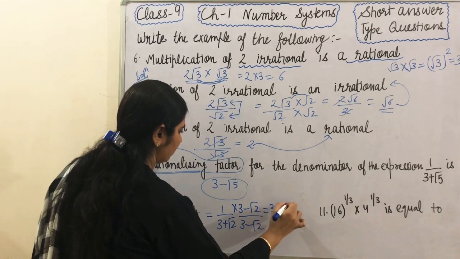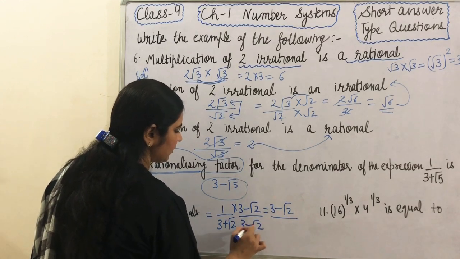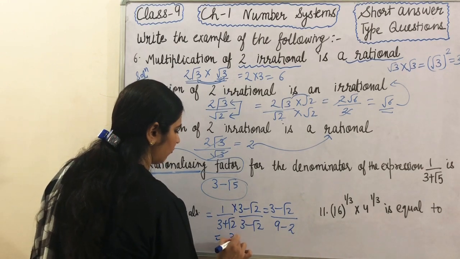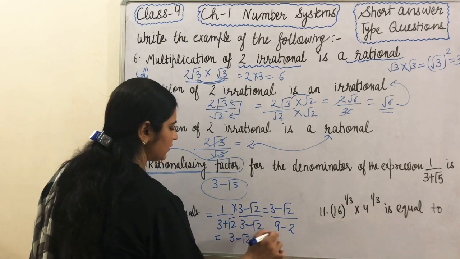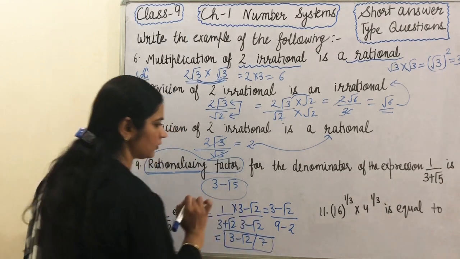Same term, and (a plus b)(a minus b) is equal to a square minus b square. So 3 square is 9, minus 2, which is equal to, numerator as it is, 9 minus 2 is 7. So this is the final answer.